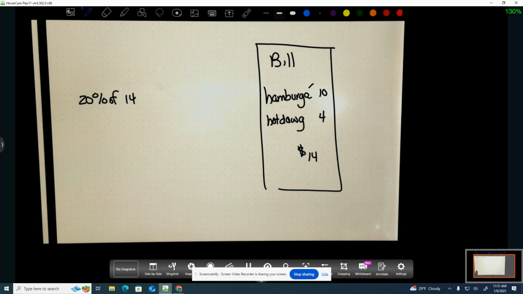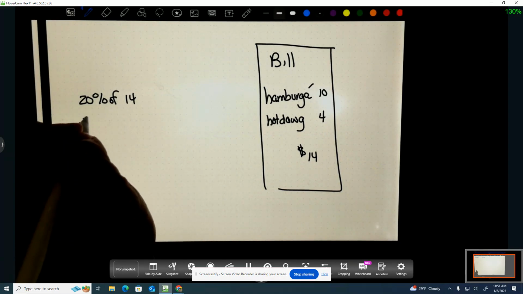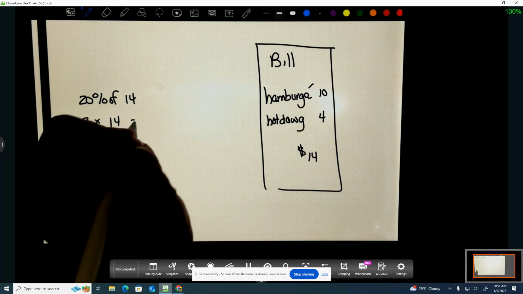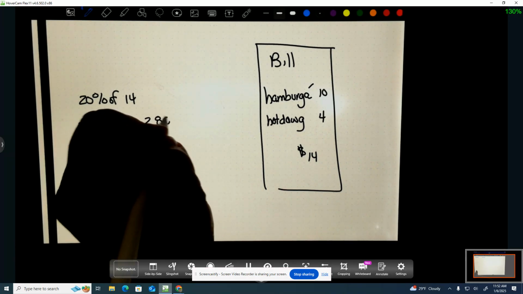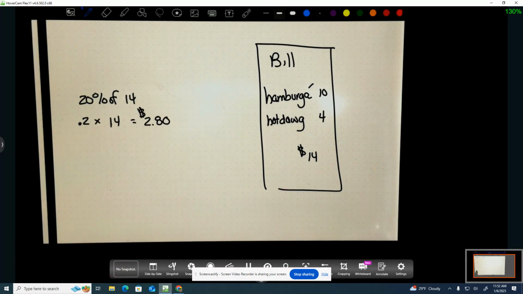Okay? Because you're going to multiply 0.2 by 14. So 0.2 times 14 equals 2.8, or $2.80, is what you should be leaving for your tip. Questions? You good? It just happened that 20% is a nice, easy number. So does that answer your question?